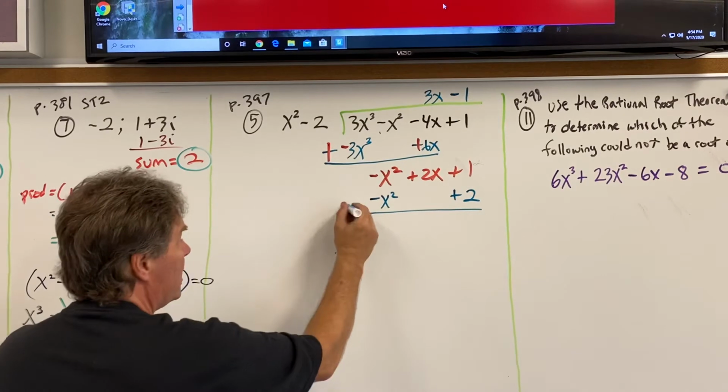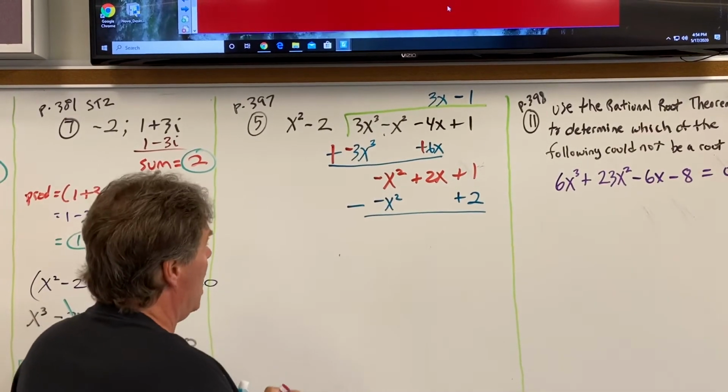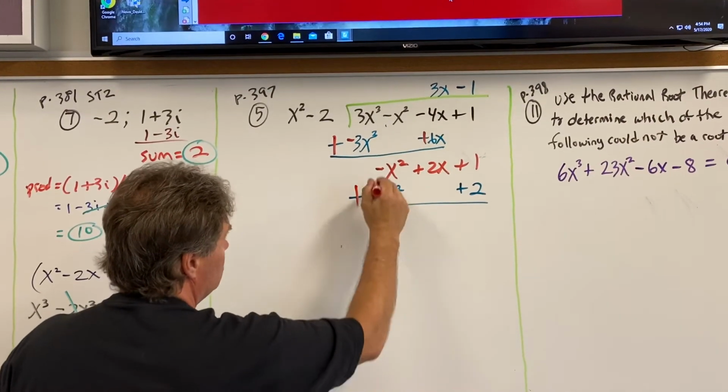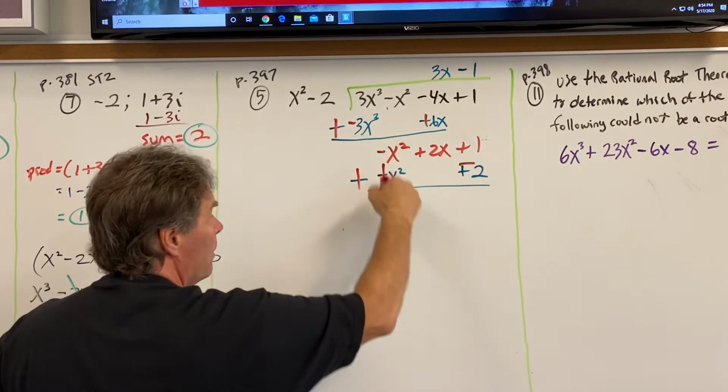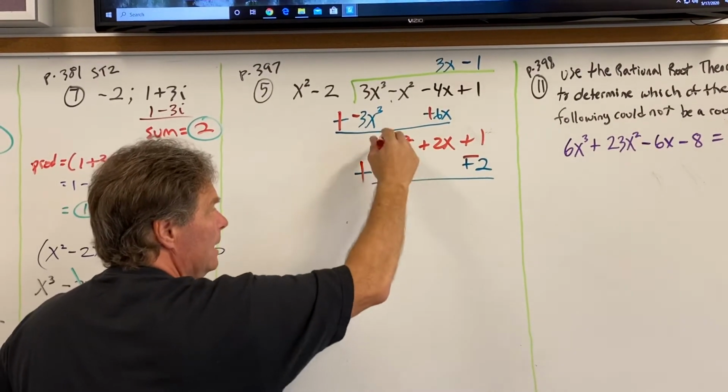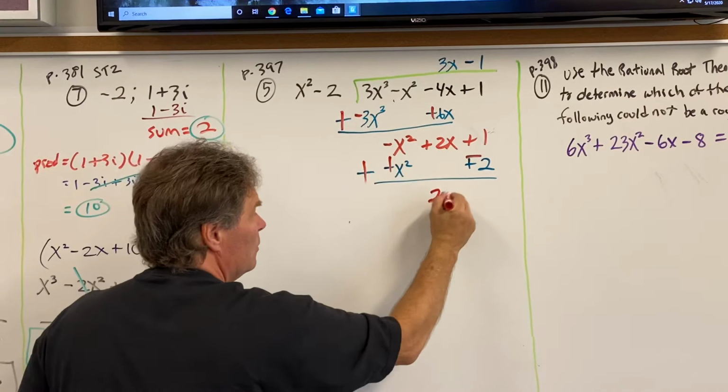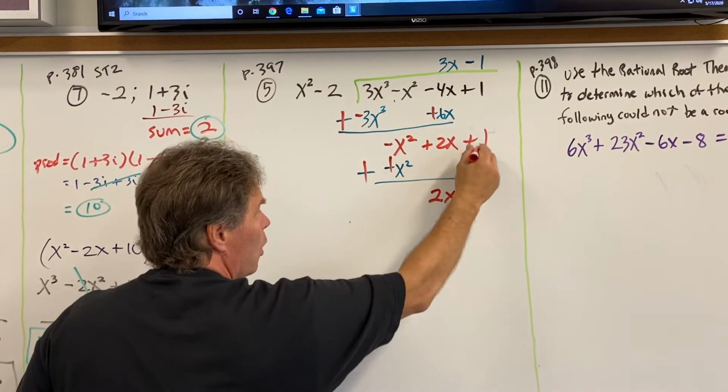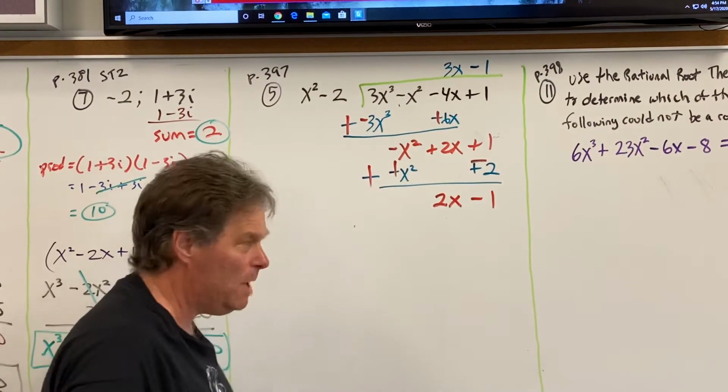Now I'm going to subtract that, which is the same thing as adding the opposite. So plus, plus, minus. Oh my gosh, nothing. 2x and nothing is 2x. 1 and negative 2 is minus 1. Wait a minute.